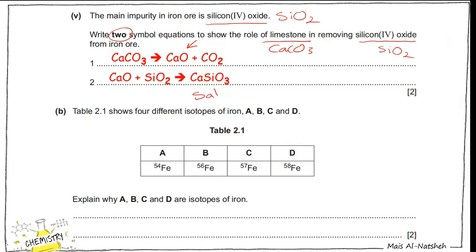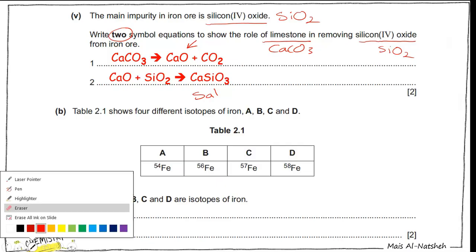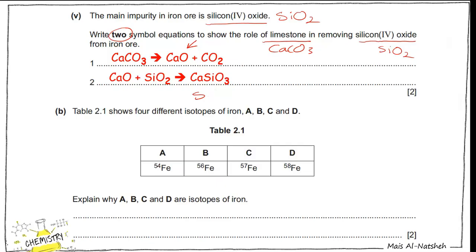So slag is the common name. Remember here, this reaction is also classified as a neutralization reaction because calcium oxide is basic, silicon dioxide is acidic, and the product here is calcium silicate. So the type of reaction for the first one is thermal decomposition, but for the second is neutralization reaction.